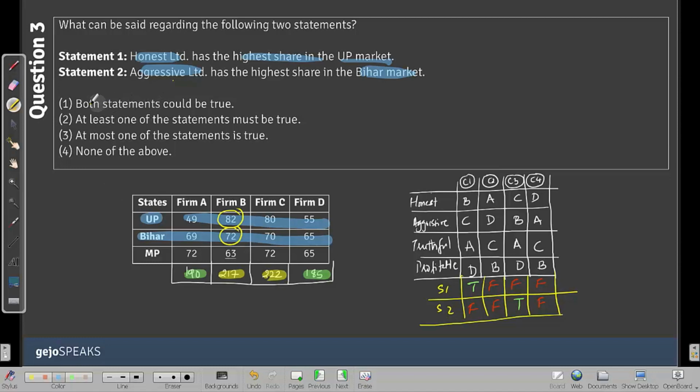Right. Both the statements could be true? No way. True, false, false, false, false, true, false, false. Both the statements cannot be true. At least one statement must be true? Not necessary. Both statements are false. So how can you say that at least one statement must be true? At most one of the statements is true. Yeah, at most one can be true. For example, in this case, 1 is true, none is true, 1 is true. At most 1 is either 0 or 1. So in this case, there is 0 truth, there is 0 truth, there is 1 truth and 1 truth. So that is perfect, and we have answered this question as option 3.